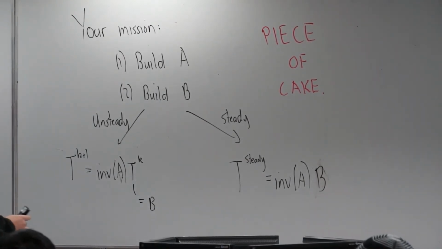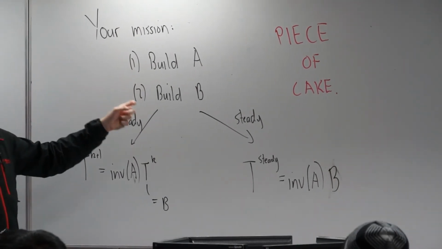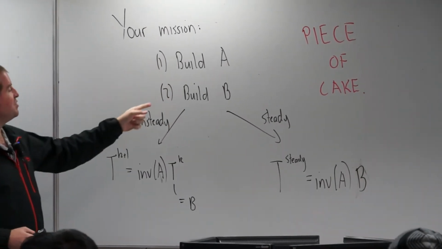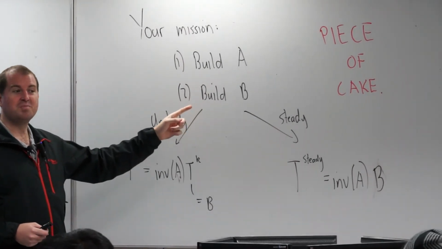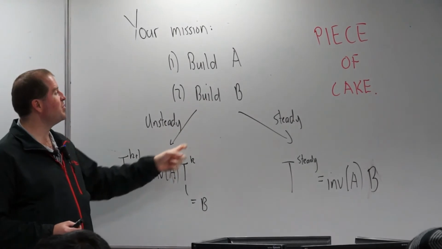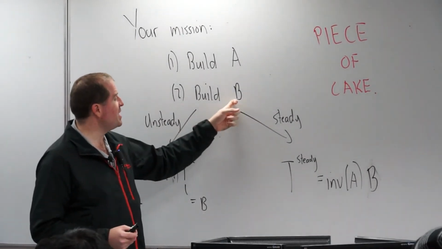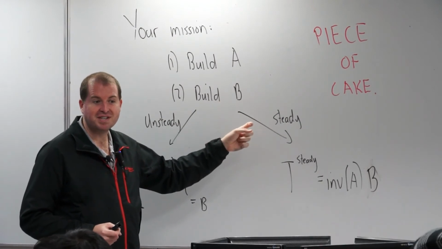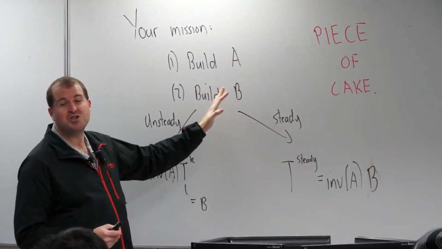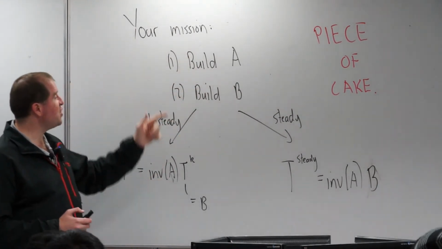First, doesn't matter if it's unsteady or steady, you need to build an A matrix. Your A matrix will be different if it's steady or unsteady. Then you need to build a B matrix. Again, your B matrix will depend on your steady or unsteady solution. If it's an unsteady problem, your B is just your initial temperature. If it's a steady problem, then your B will be your boundary condition temperatures. That's about it. So building B should be the easiest part. That will be the hardest part.